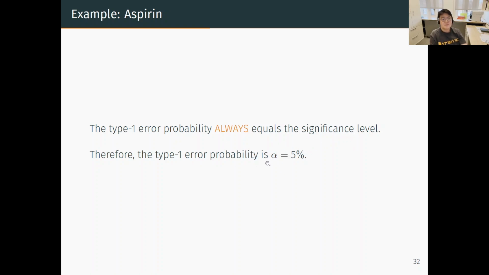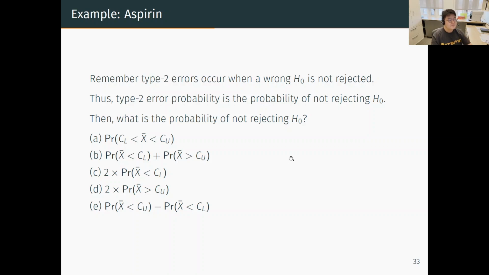Okay. This is the simple solution. So up to here, nothing special. You are going to make 5% type 1 error. And now we are going to calculate the type 2 error probability, which is more involved and requires algebra. You have to do the algebra. So let me start from the very beginning.